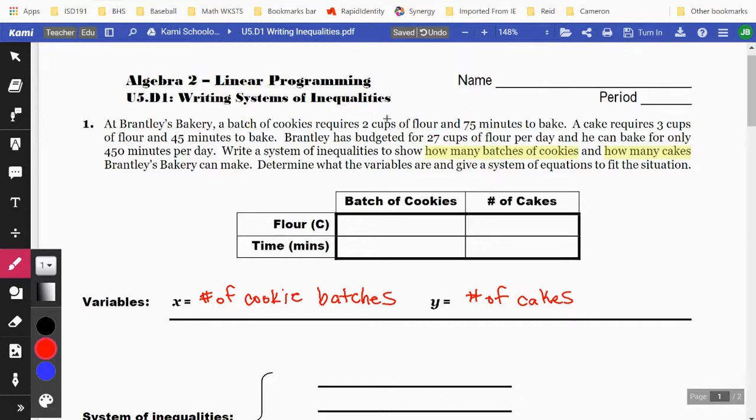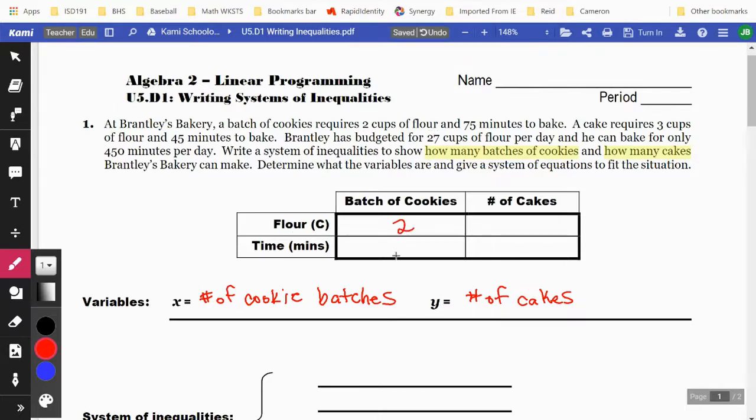Now, the other things that we know about each batch of cookies or each cake are the amount of flour and the amount of time required to bake each one. So in my graphic organizer, I put my variables on the top, and then I put the other quantities down the side. Now I want to fill in the boxes. The batch of cookies will be the first column. How many cups of flour are needed for one batch of cookies? Up above, it says a batch of cookies requires 2 cups of flour. So I'm going to put a 2 in that first box.